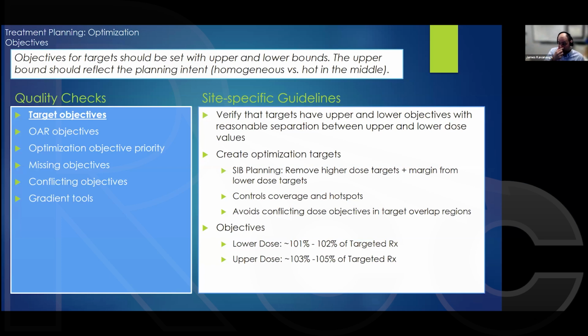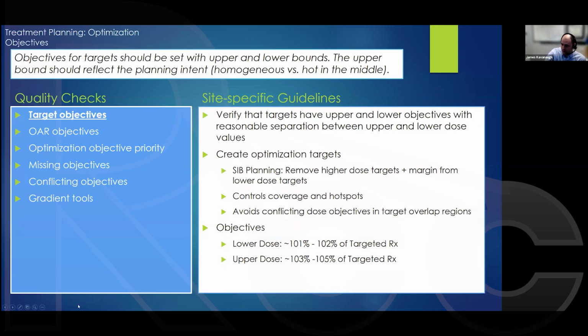And that does 2 things for us. One, well, really 3 things. One, it allows us to control coverage of the lower dose target and the higher dose target, and hotspots that are specific to those dose levels. It also allows us to avoid conflicting dose objectives in the target overlap region, which may then dominate the math behind the inverse optimization, and you could see a consequence inadvertently on OAR doses.